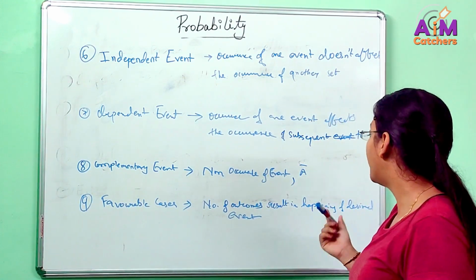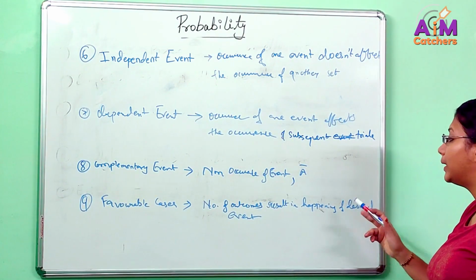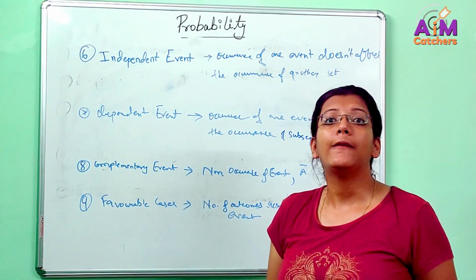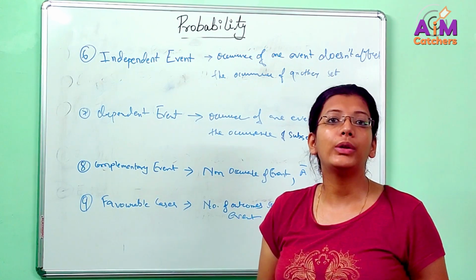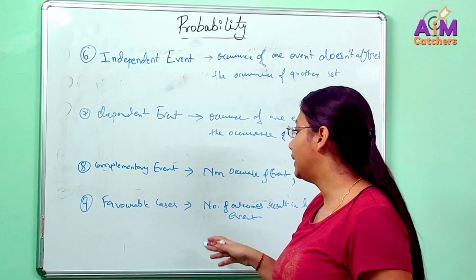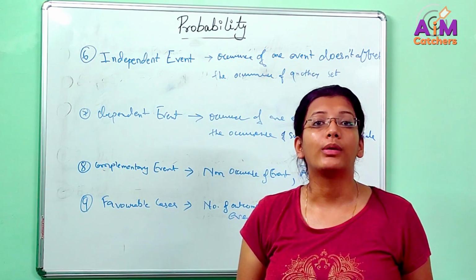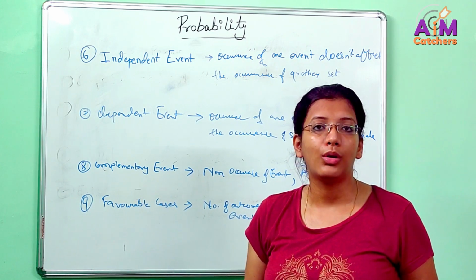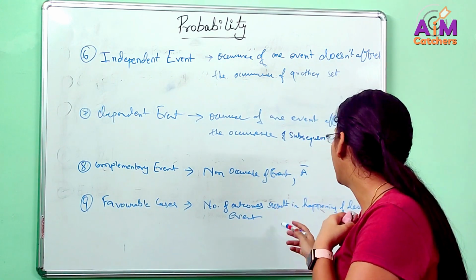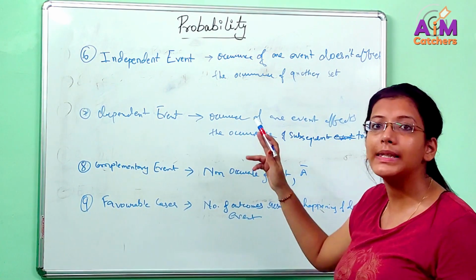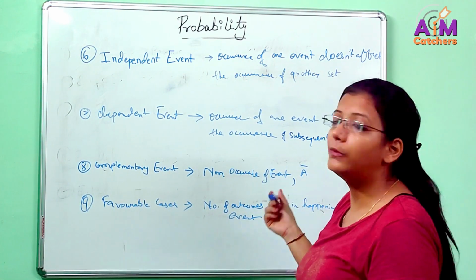Favorable cases are the number of outcomes that result in the happening of the desired event. What is desired by you? Say if you need to draw kings from a pack of 52 cards. So what are the favorable cases? The favorable cases are 4. There are 4 chances that you can get a king out of 52. So 4 is the favorable case. Now, the number of outcomes that results in the happening of a desired event. Please get this noted down, and then we can move to the sums.